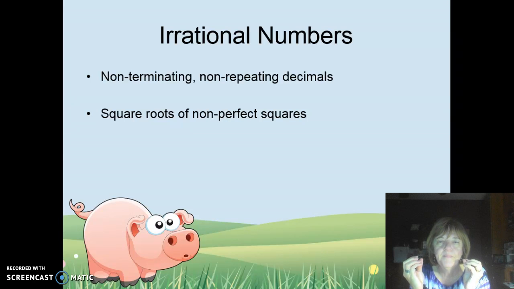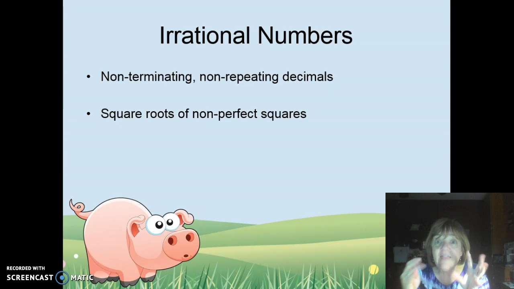Here's simplified, okay? Taking a decimal that doesn't end, doesn't terminate, and it doesn't repeat. It just goes on and on and on. You stick it in your calculator and you're like, yeah, it goes on forever.